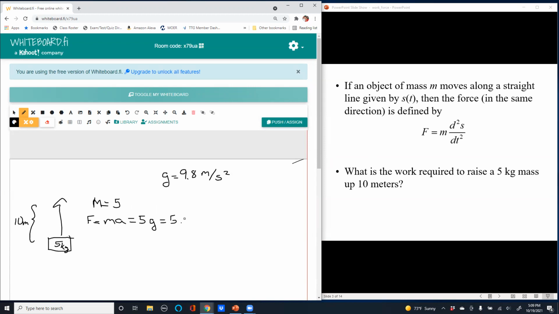So 5 times 9.8, which gives us 49. And remember, this 5 was in kilograms, it's a mass. Now it's a force, so that's 49 newtons. And now that we have the force to get the work done, we just take the 49 newtons, multiply it by the 10 meters, and the total work done is 490 joules.